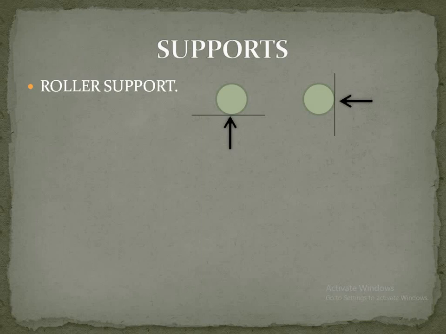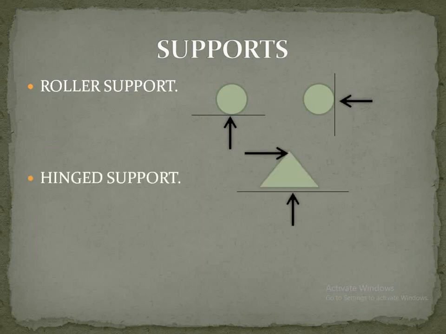The other thing is that the roller can easily rotate. If the roller is attached to some structural element and you want to rotate the structural element, it can easily rotate. It means the roller can provide resistance only in one direction, the direction in which the roller is placed. The second support is hinge support.